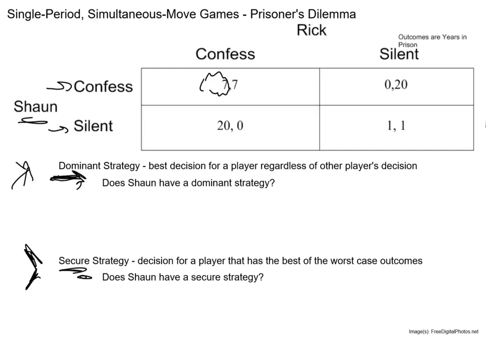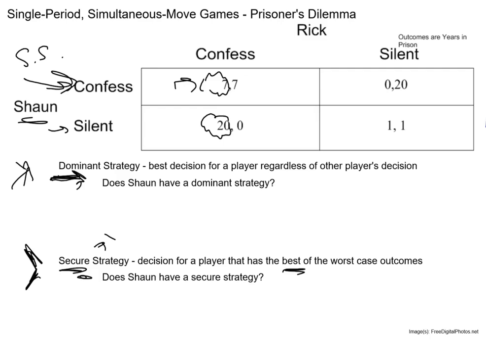What's the worst thing that could happen to Sean if he were to remain silent? He's either going to end up with 1 year in prison or, my goodness, he could end up with 20 years in prison. Those are the two worst case scenarios. Now, the secure strategy is the best of those worst case scenarios. So look at those two worst case scenarios. Which one is the best? This is the better one, so whatever decision corresponds to the best of the worst case scenarios, that's also a secure strategy.